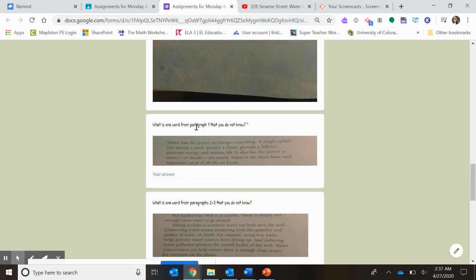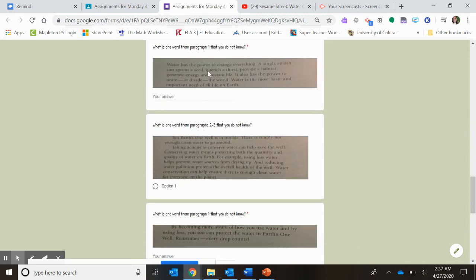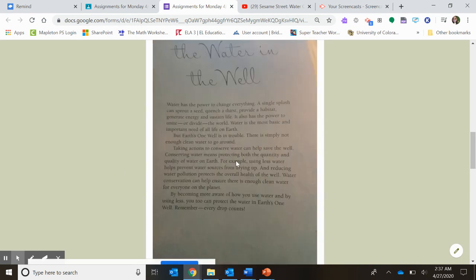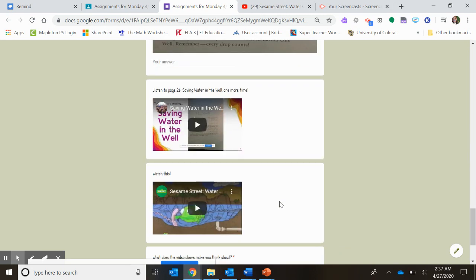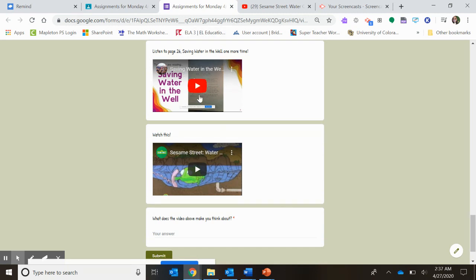And then I want you to go through each paragraph, paragraph 1, paragraphs 2 through 3, and paragraph 4, and I want you to pick out words that you don't know. It can be more than one word, and this will help us for our work on Wednesday. Figuring out what these words mean will help us understand what this text is trying to tell us, because on Wednesday, we're going to find the gist of each paragraph.